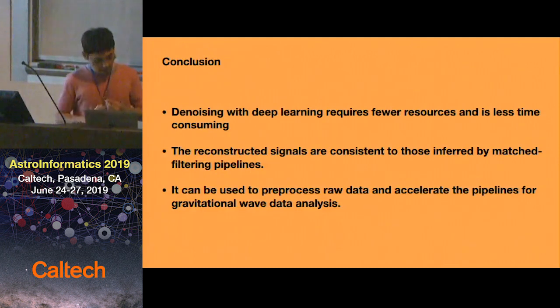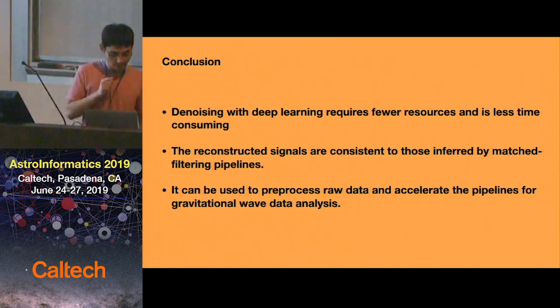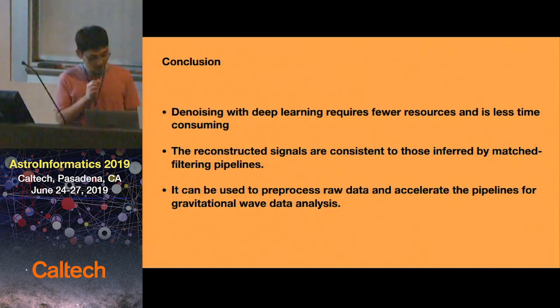Right. So basically, to sum up, the application of deep learning to gravitational wave denoising is promising. So we can actually get almost the same result with much fewer resources, and this whole process is actually much less time consuming. And the quality of the reconstruction is comparable to those done by human experts. And this whole algorithm can be easily integrated into the LIGO pipeline to accelerate the analysis process.